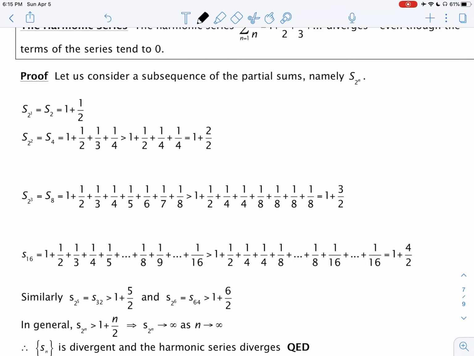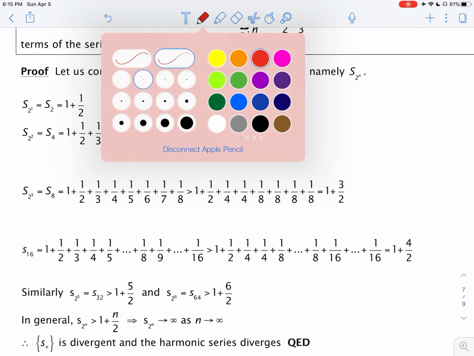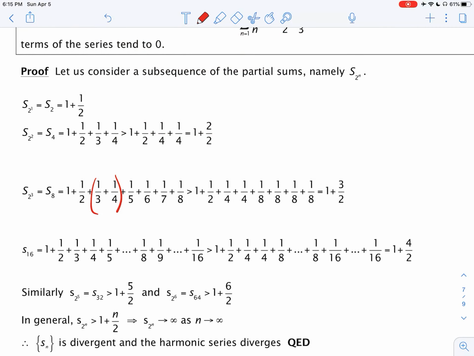And then we take a look at s sub 2 to the third, which is s sub 8, and we're going to do the same type of pattern. We're going to say that that equals 1 plus 1/2, and then we're going to group these terms together. We're going to take the 1/3 and the 1/4, and we're going to use 1/4, right? And that's going to be bigger. And then we're going to take the 8, and we're going to turn all of these into 1/8. And notice that the 1/4 plus 1/4 is 2/4, which is equal to 1/2. And the 1/8 plus 1/8 is 4/8, and that's also going to be a 1/2.